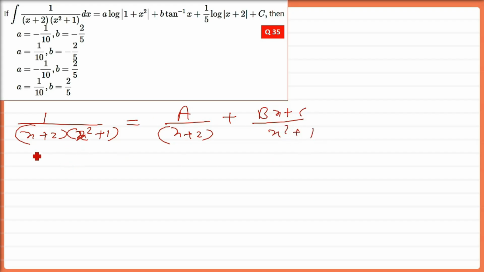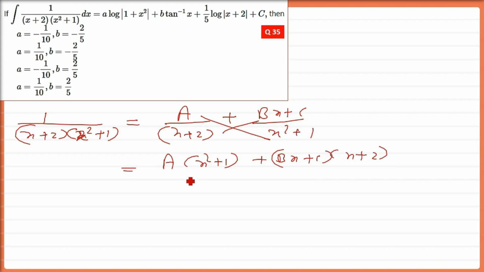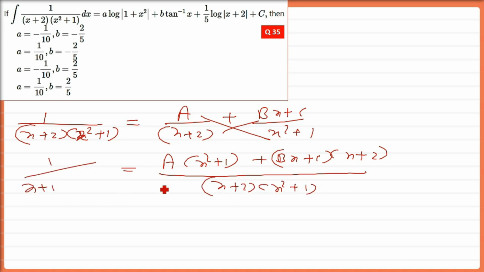Now if you know how to do this, just skip this part, which I am just going to tell. A multiplied by x square plus 1 will be done first. Then Bx plus C will be multiplied by x plus 2. This is your second one. Denominator will come as x plus 2 into x square plus 1. And left you have 1 by x plus 2 and x square plus 1. Now you can just cancel these denominators because we don't need them anymore.